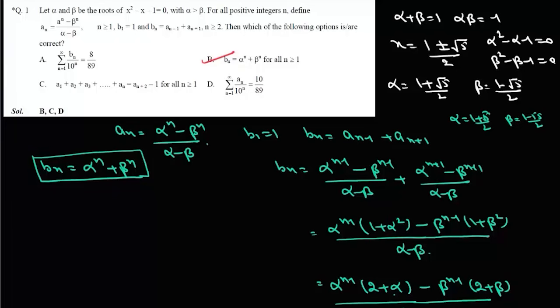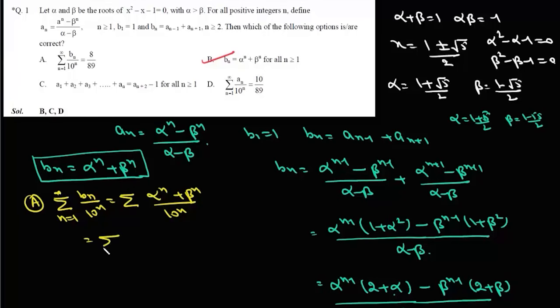Now if we look at this option A, we need to find this summation, n varies from 1 to infinity, Bn upon 10 to the power n. Now Bn is alpha to the power n plus beta to the power n, upon 10 to the power n. So basically it is summation alpha upon 10 to the power n plus summation beta upon 10 to the power n, where n varies from 1 to infinity.